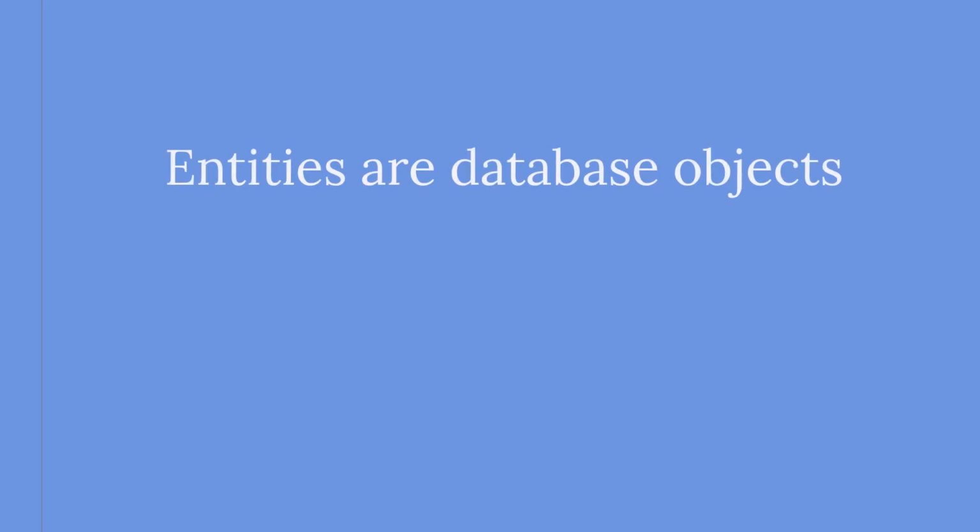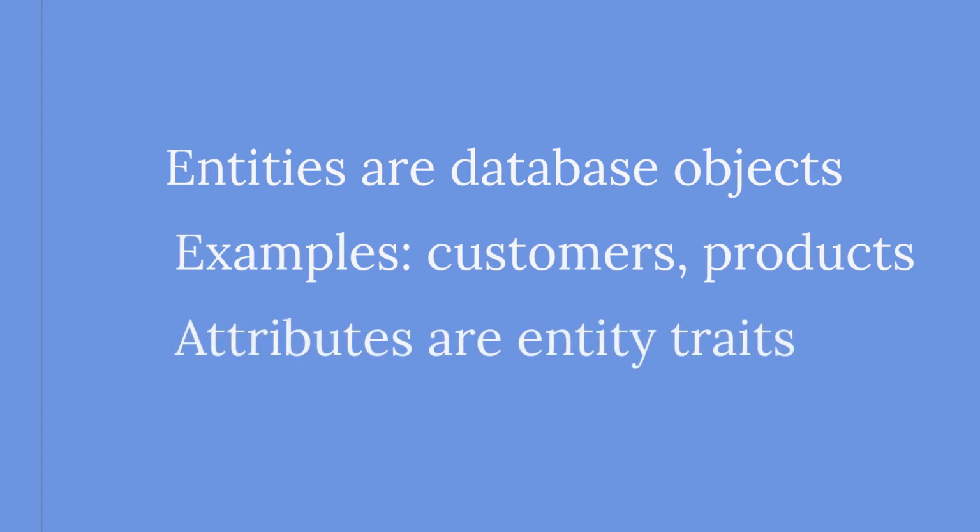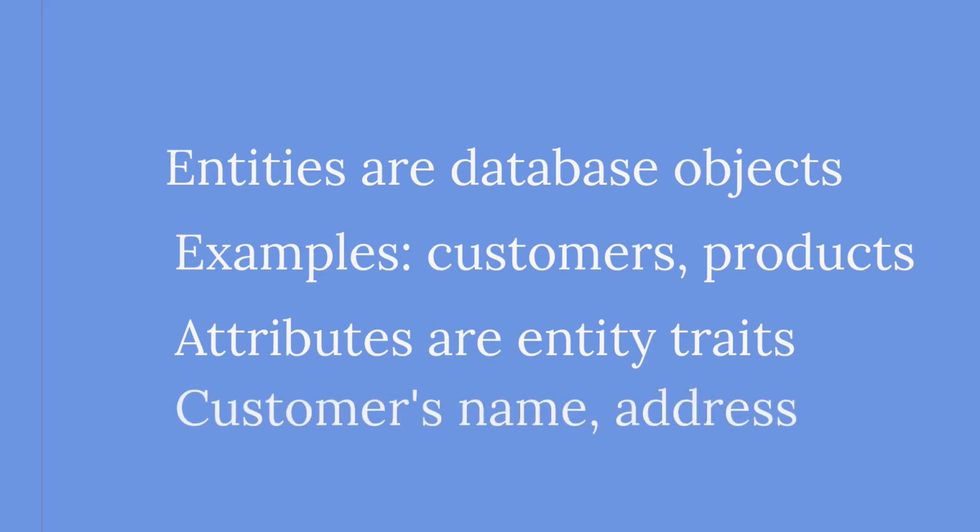Entities are objects in the database distinguishable from others. Examples include customers, products, and orders. Attributes are characteristics of entities, like a customer's name or address. Understanding these concepts helps in structuring data effectively. They form the foundation of database design.